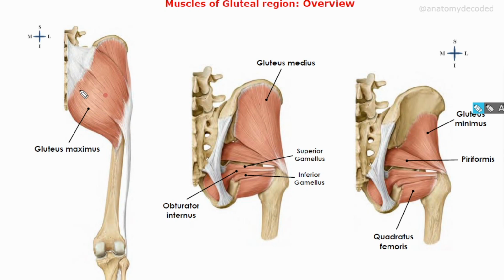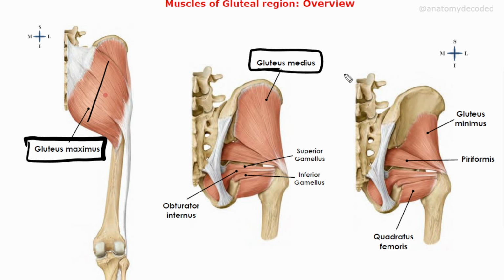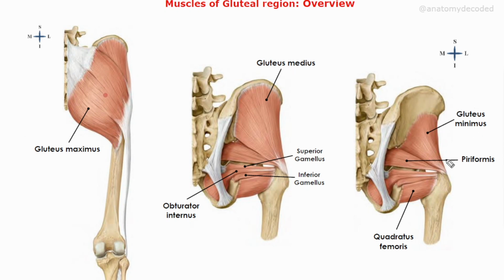Here we can see a very large muscle, that's the gluteus maximus muscle. When you reflect the skin of the gluteal region, this is the first and the large muscle that you would see. Once we cut and reflect the gluteus maximus, deep to it is the gluteus medius muscle, and there is a muscle deep to it that is referred to as gluteus minimus. So layer wise, superficial to deep, three gluteal muscles are there.